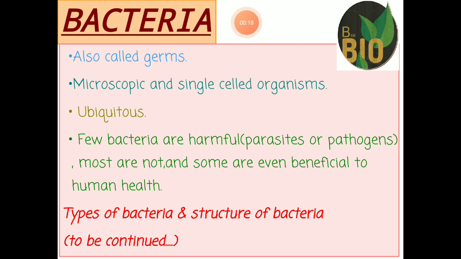Bacteria are ubiquitous. Ubiquitous means universal. So they are found in every habitat on earth. For example, soil, rock, oceans and even Arctic snow. Some live in or on other organisms, including plants and animals, including humans.